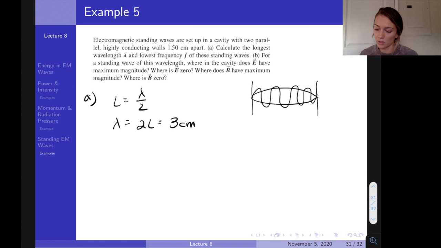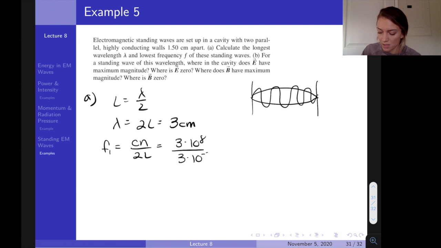And now what is the lowest frequency? Well, the lowest frequency is going to correspond to this wavelength here, f sub 1. So f sub 1 is c times n over 2l. So all we have to do is just plug in 3 times 10 to the 8, n is equal to 1, and then 2 times l is just 3 centimeters, so that's 3 times 10 to the negative 2.